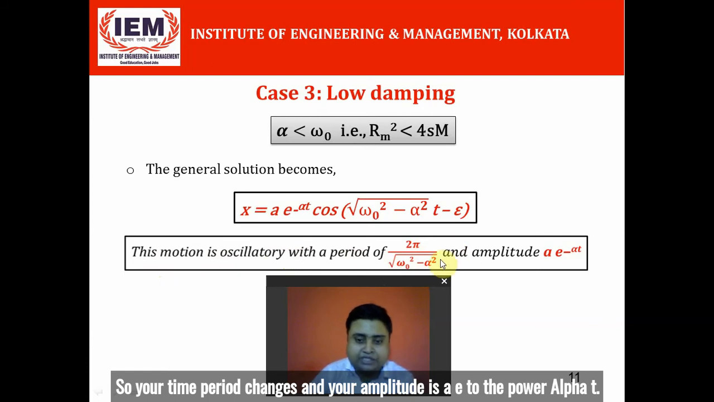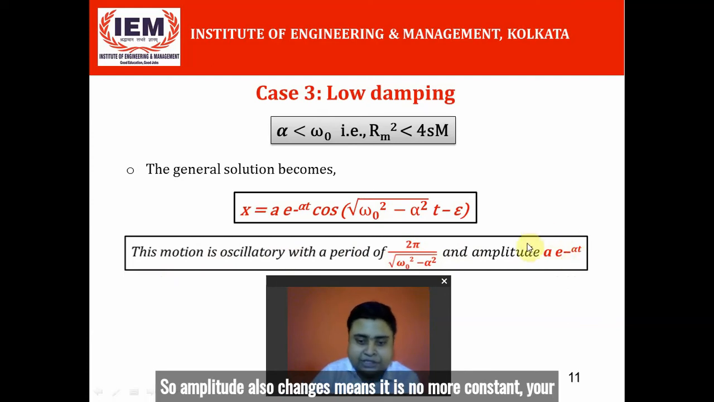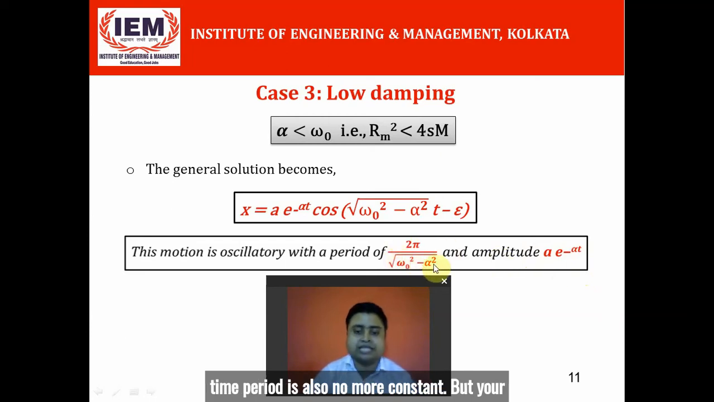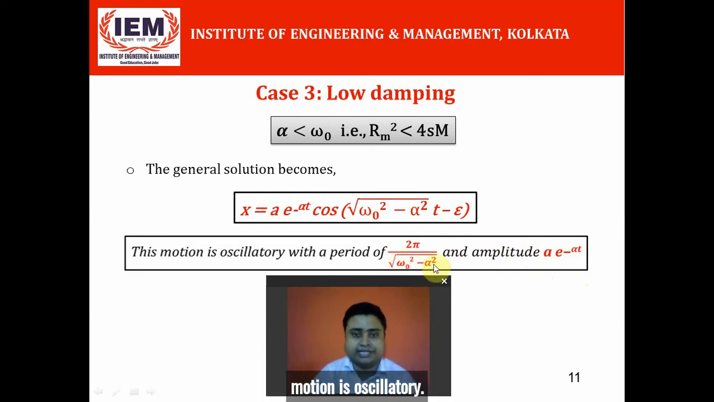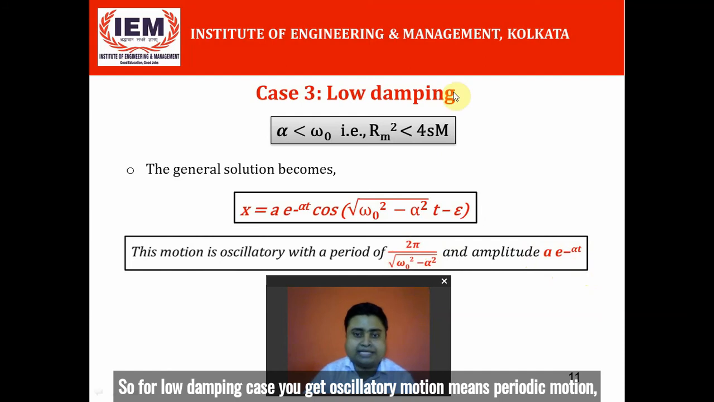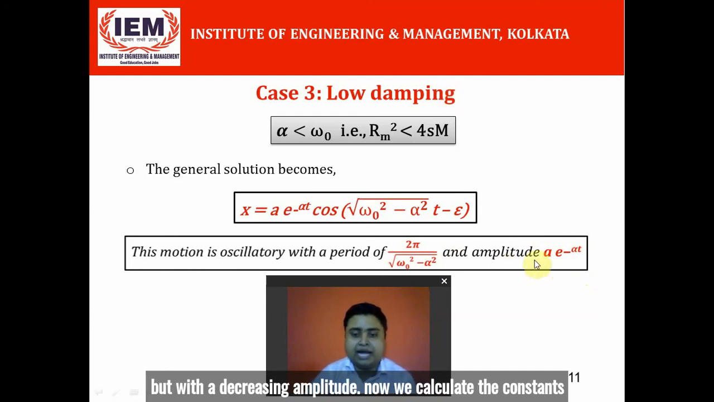So your time period changes, and your amplitude is a e to the power minus alpha t. So your amplitude also changes, meaning it is no more constant. Your time period is also no more constant, but your motion is oscillatory. So for the low damping case you get oscillatory motion, meaning periodic motion, but with a decreasing amplitude.